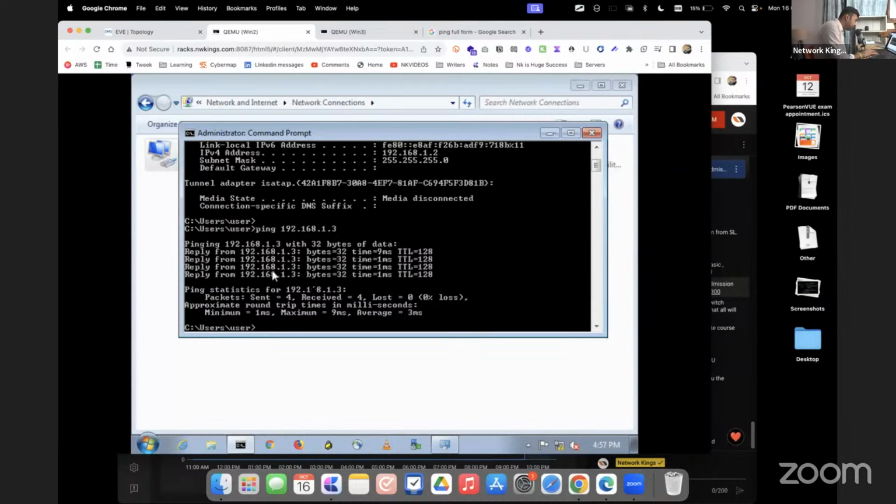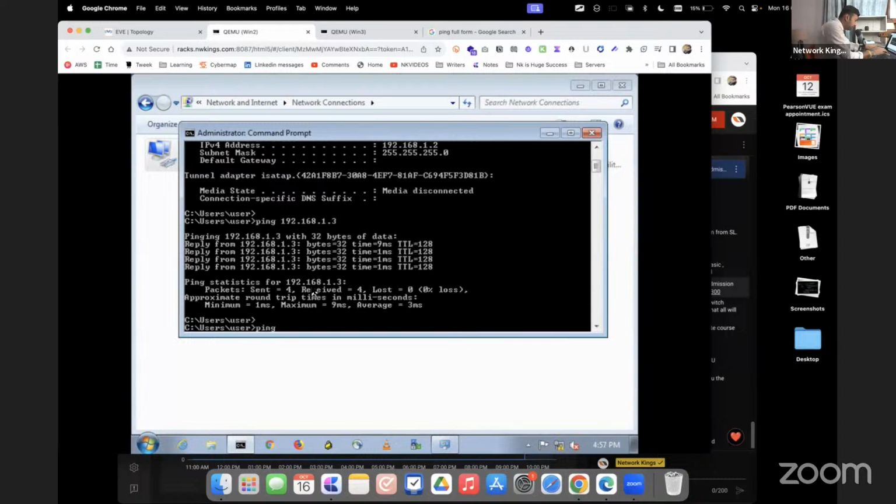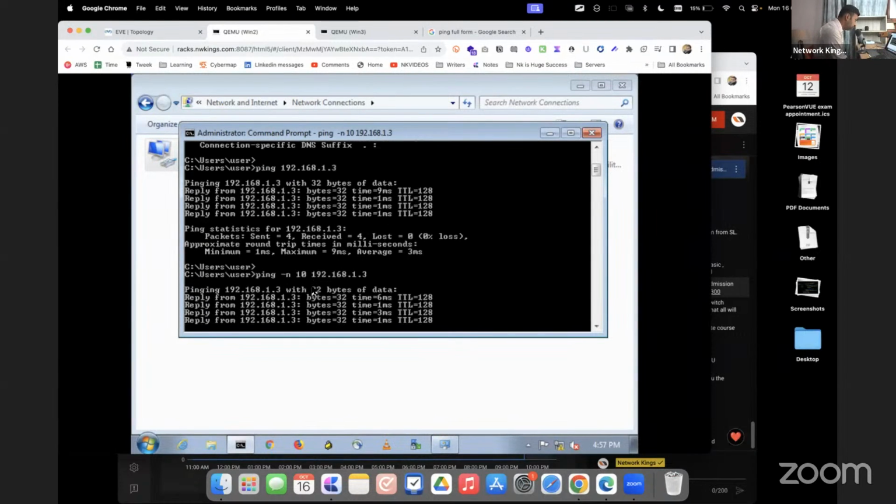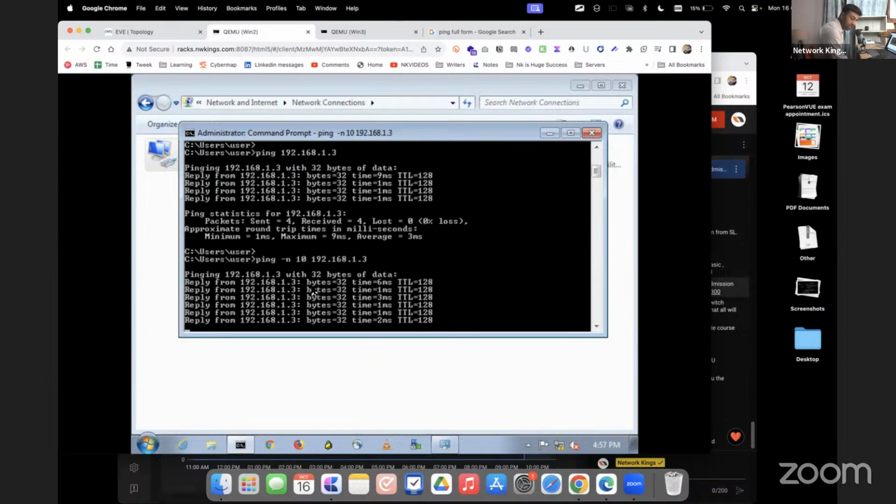But if you want to send more, then you can type ping -n, then how many packets. Let's say I want to send 10 packets. Ping -n 10 192.168.1.3. 1, 2, 3, 4, 5, 6, 7, 8.